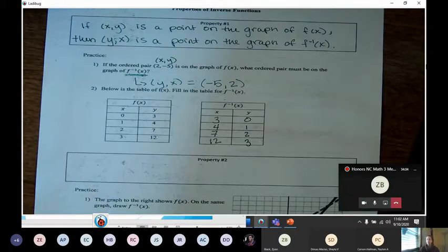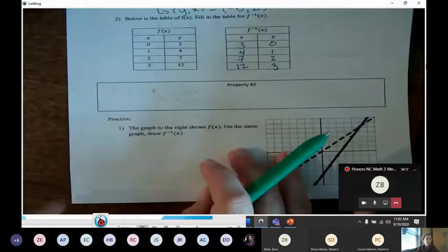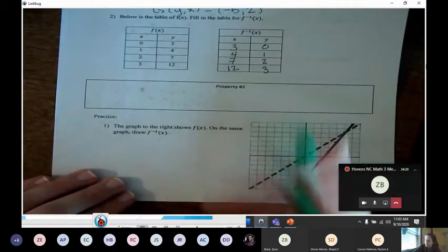Okay, we're going to move on to property 2. If you didn't finish property 1, don't worry. You can actually pull up the completed notes right now and copy them down. We're going to move on to property 2. So property 2 is maybe a little bit less intuitive.